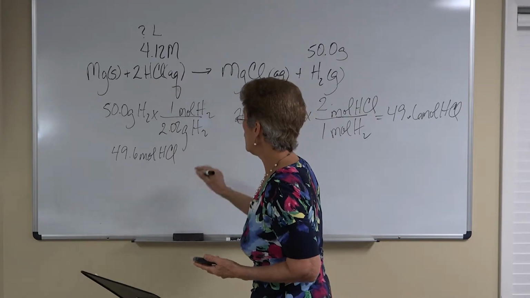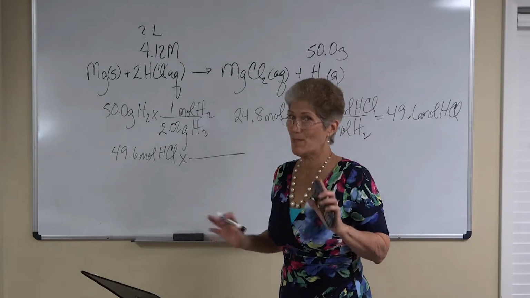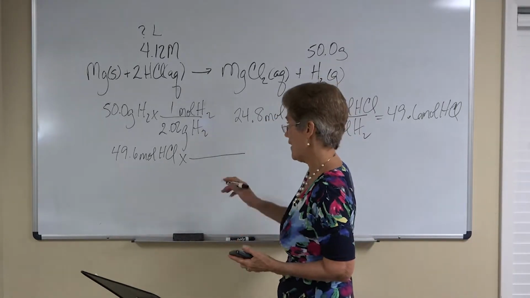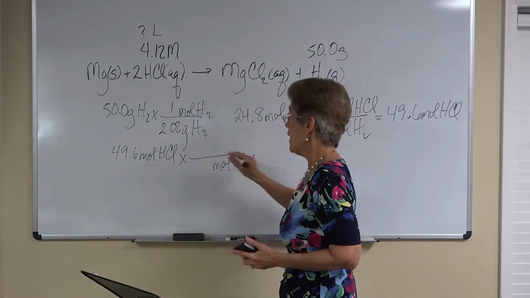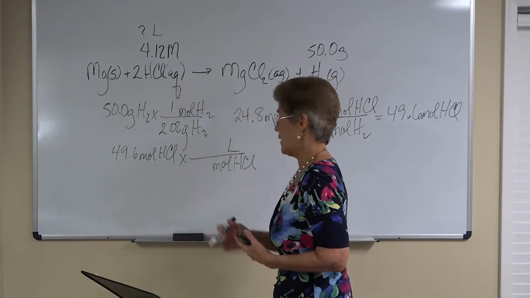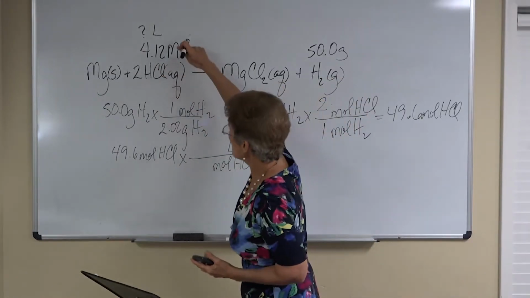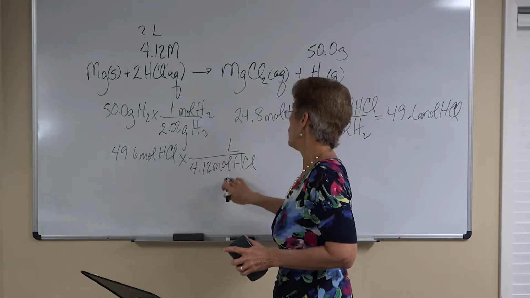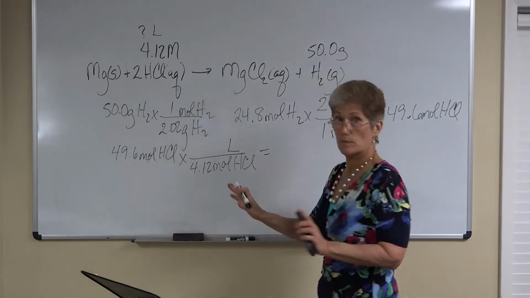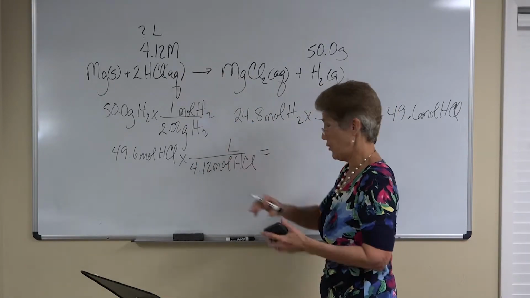Okay, so to do that, I'm going to go times line, and my molarity, this is my shortcut that I showed you in class. Whatever's here has to go here. And we're trying to get to liters, aren't we? Right? And we know this is moles per liter, so I'm going to flip it, and I'm going to go 4.12 moles per liter. There's my molarity, 4.12 moles per liter.